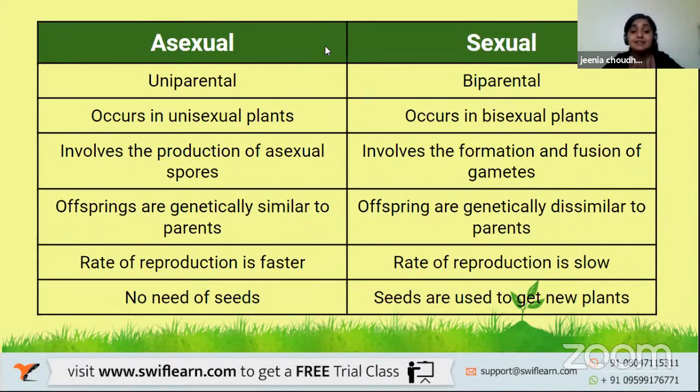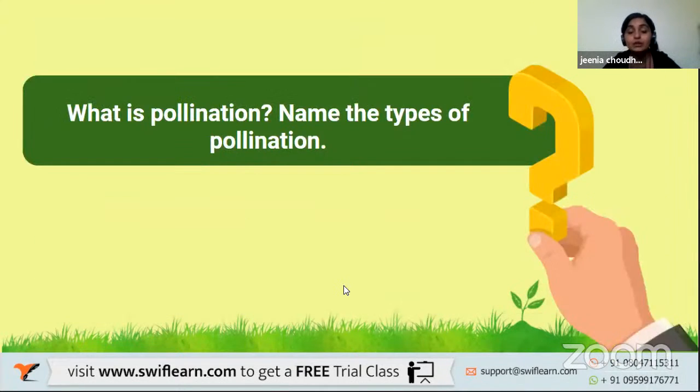Moving further, in asexual, the rate of reproduction is faster. On the other hand, in sexual, the rate of reproduction is slow. In asexual reproduction, there is no need for seeds. On the other hand, in sexual reproduction, seeds play a major role. Without a seed, the new offspring cannot appear. That was about that question.